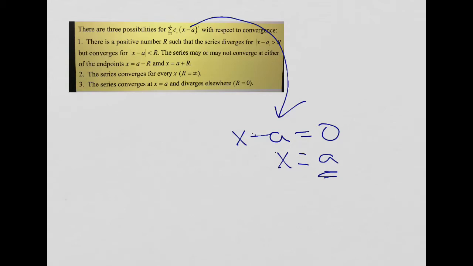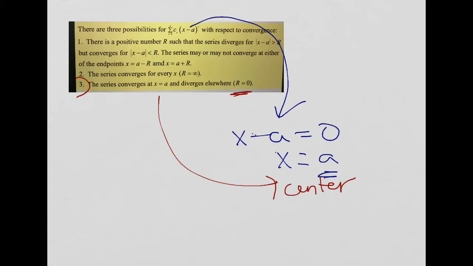I'm going to go backwards. So the bottom one, your series converges only at the center. Everywhere else it diverges. And what that means is that your radius of convergence would be 0. There is no interval of convergence. It's just going to converge at that one place, and that's the center.